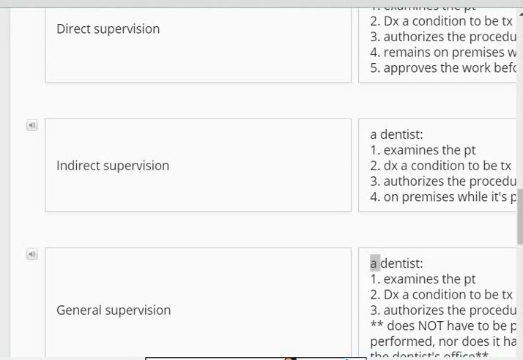Member of the AMER Association of OMFS. How many PPL must be present when admin GA? 3 PPL: operating dentist, person to monitor the PT, and assistant to the dentist.